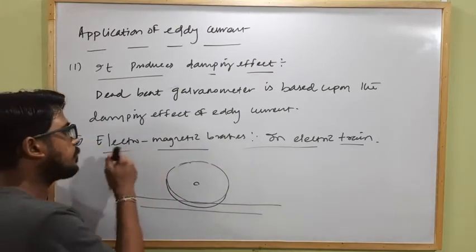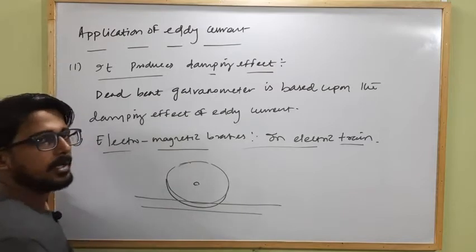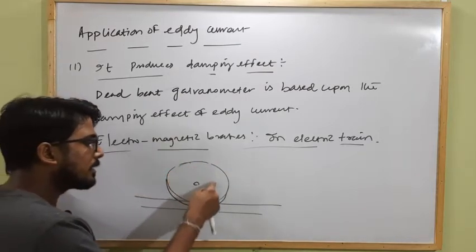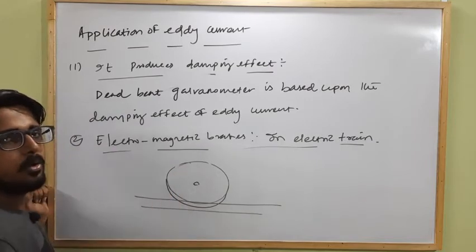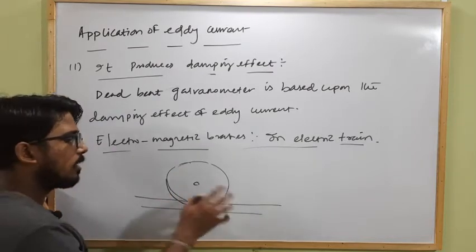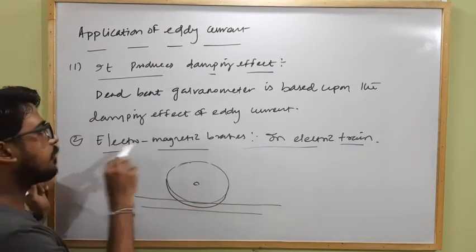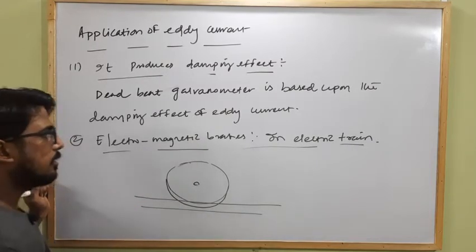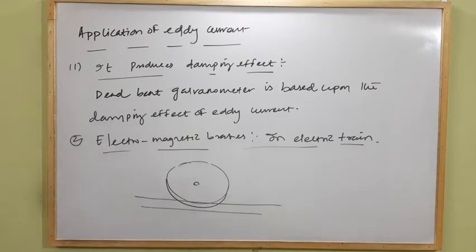This is the concept we use in electromagnetic brakes, in which the eddy current plays the role of decelerating the wheels on the rails. Clear? This is how electromagnetic brakes are used in electric trains. Next application of eddy current is the induction furnace.